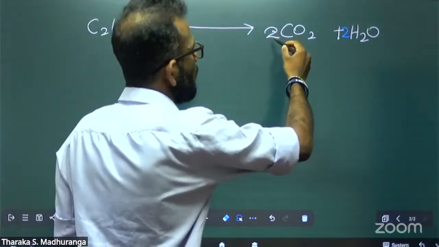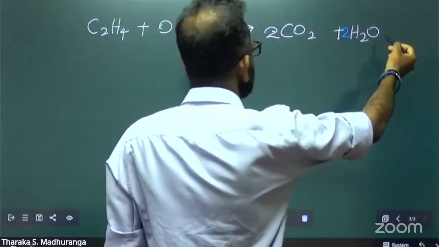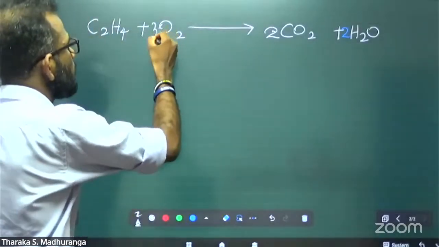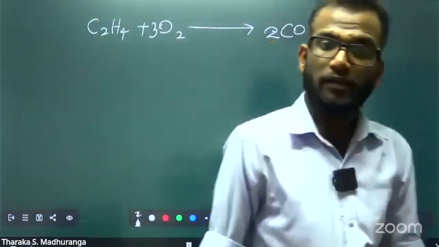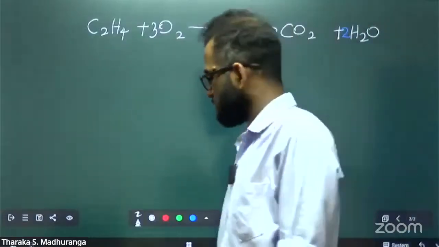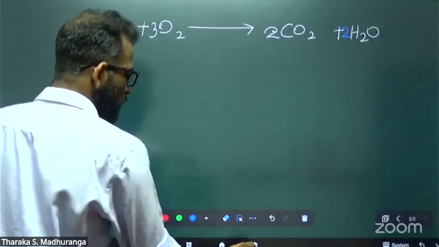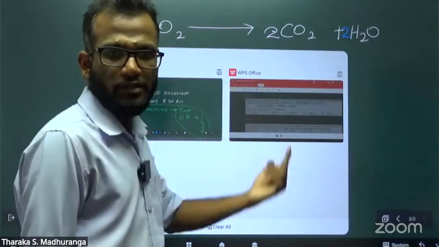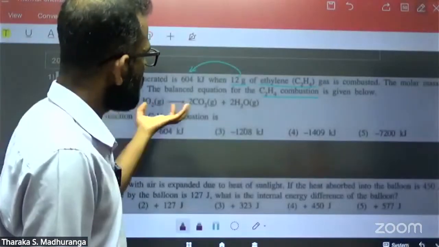Oxygen 4 and it is 6. Then we can add 6. Okay, that's the balanced equation. Yes, I'm correct, right? This is the given equation, balanced chemical equation.